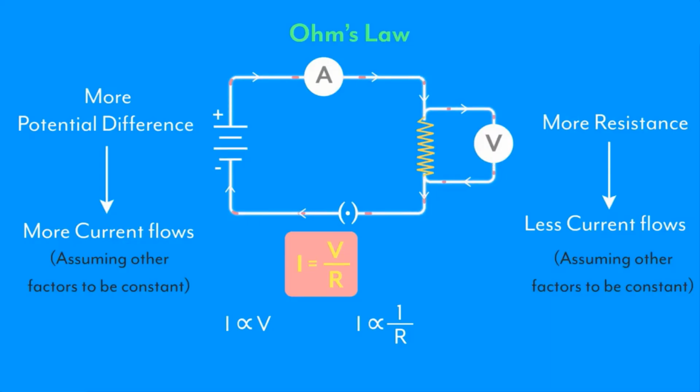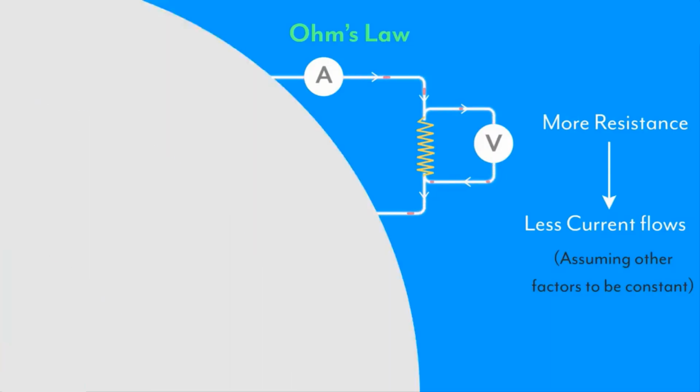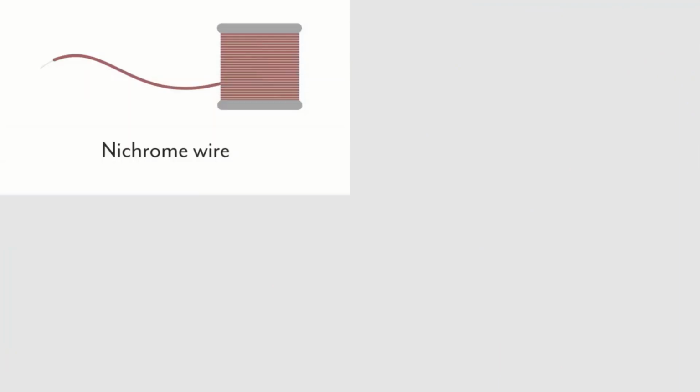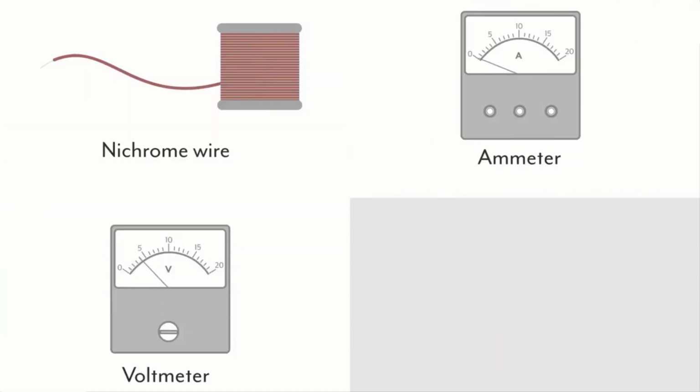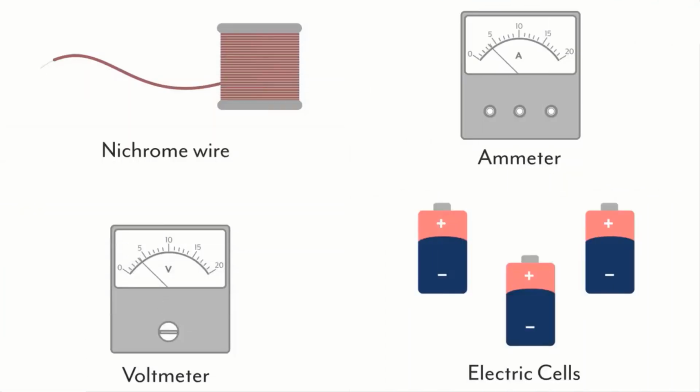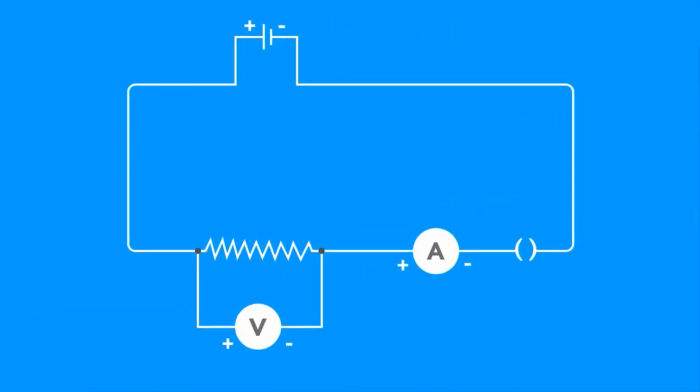Let's do a quick activity to understand Ohm's law. We would need a nichrome wire, a voltmeter, an ammeter, and 3 electric cells of very low voltages, somewhere in the range of 1 to 1.5 volts. First, we form a circuit like this which has just one cell as the source.